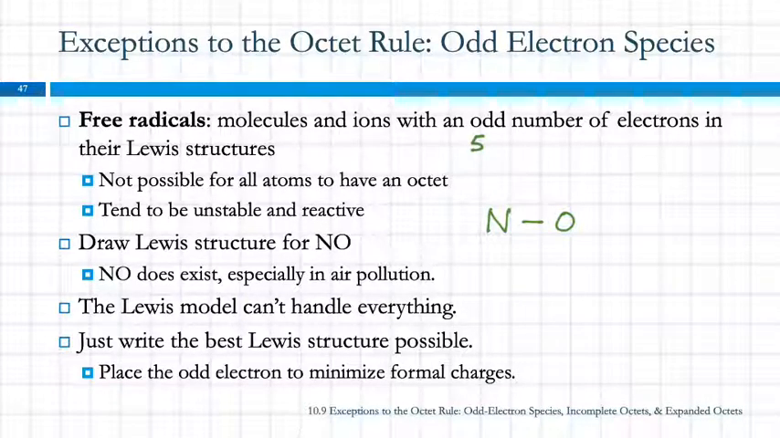And then let's figure out how many electrons. Well, nitrogen has 5 valence electrons, and oxygen has 6 valence electrons. And so that adds up to 11. And we can see there's going to be trouble, right? Question?